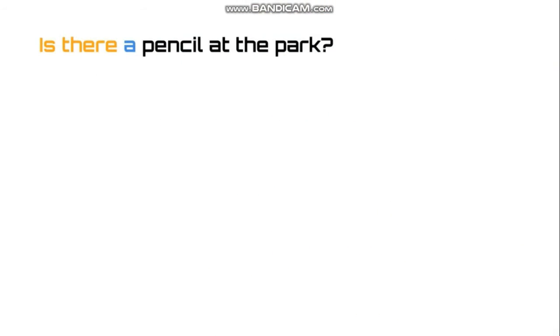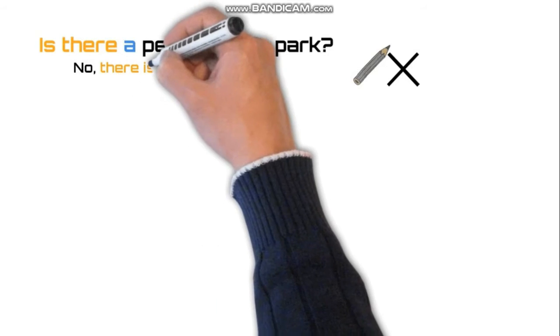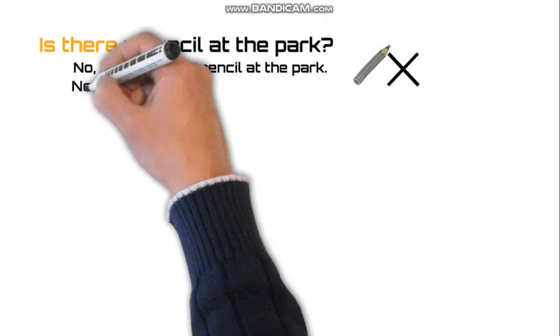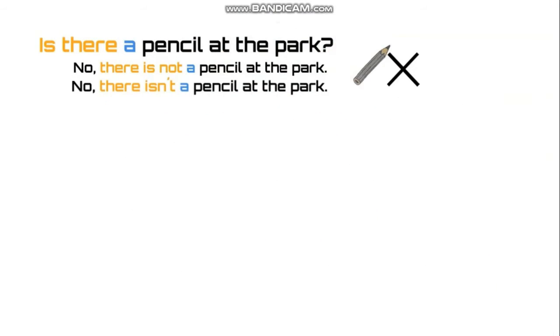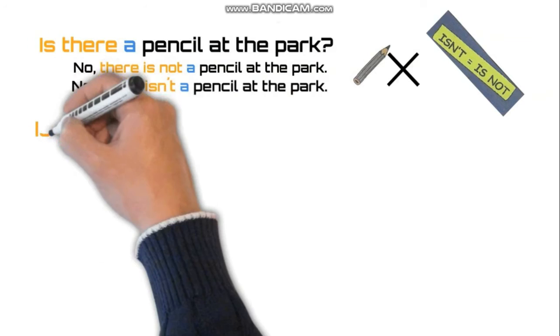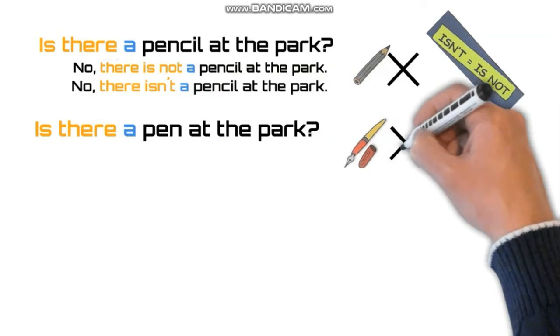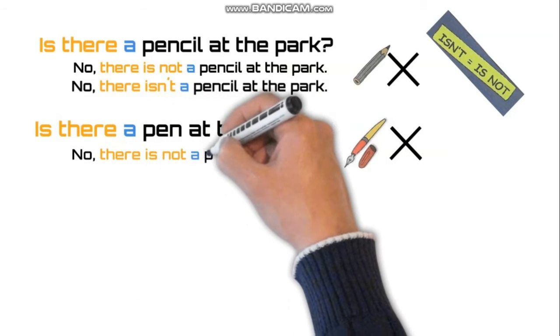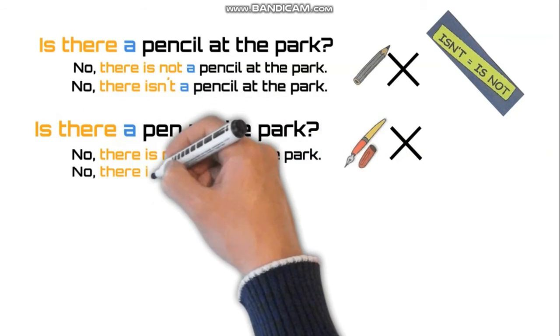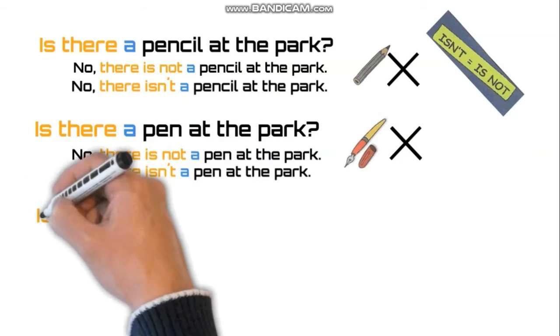Now let's take a look at the negative answers. Is there a pencil at the park? No, there is not a pencil at the park, or no, there isn't a pencil at the park. There isn't is a short form of is not, as you already know. So is there a pen at the park? No, there is not a pen at the park. Or no, there isn't a pen at the park.